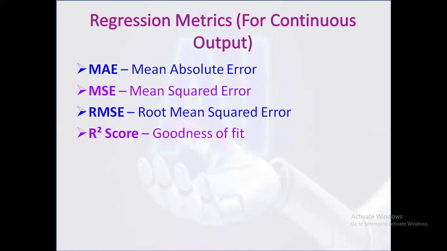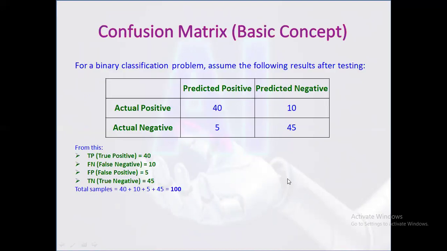These metrics are essential in applications such as price prediction, weather forecasting, and signal estimation. Next one is the confusion matrix.